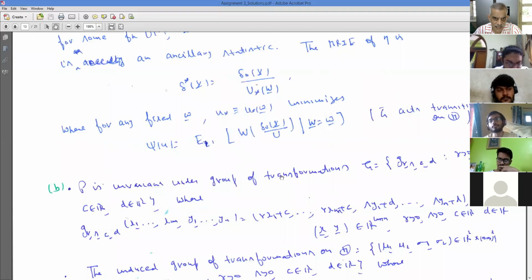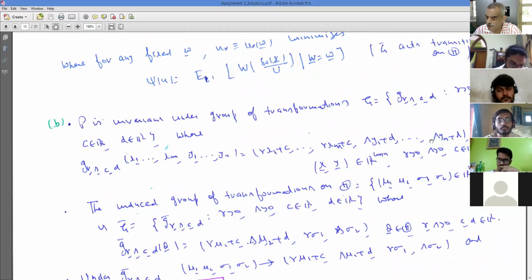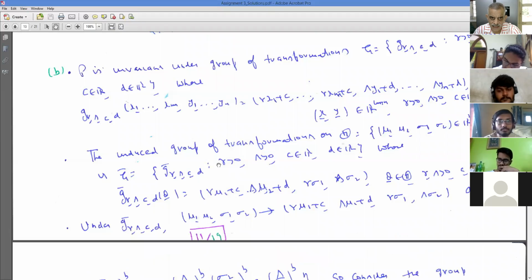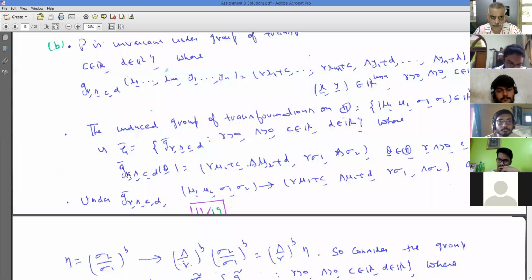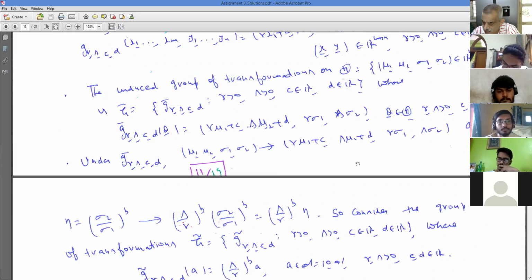Now what happens when both mu1 and mu2 are also unknown, but you are estimating sigma 2 upon sigma 1 to the power B? Then the group of transformations would be R x1 plus C, ..., R xm plus C, S y1 plus D, ..., S yn plus D. So I have chosen R and S over here. And what will be the induced group of transformations on the parameter space? R mu1 plus C, S mu2 plus D, R sigma 1, S sigma 2. Now I try to see where sigma 2 and sigma 1 go to. Under G bar R S C D, mu1, mu2, sigma 1, sigma 2 go to R mu1 plus C, S mu2 plus D, R sigma 1, S sigma 2.